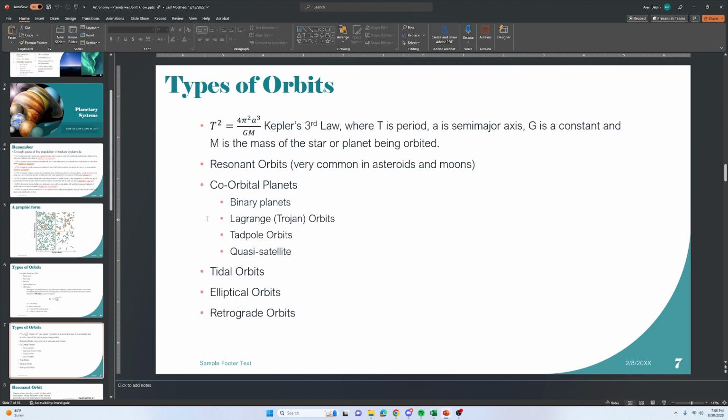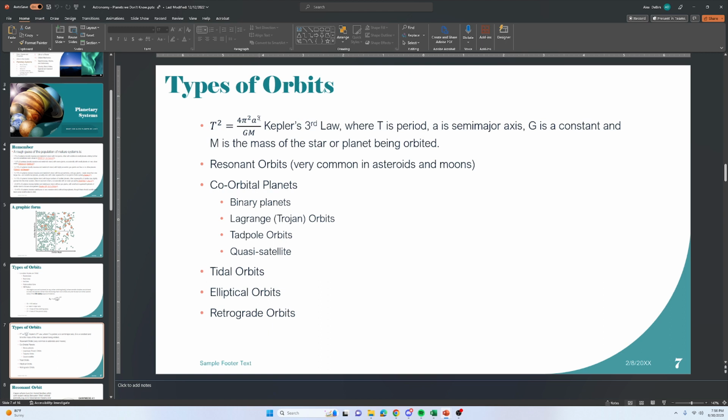All right, let's talk about types of orbits. Here's one of Kepler's laws, where it relates the period of the orbit, how long it takes to go around once, versus the radius away from the planet. All these are constants. This is the distance from the star, and this is how much time passes per orbit. This is the relationship. So the further out you are, the longer it takes, but not at a linear rate. The further out, it grows more exponentially.